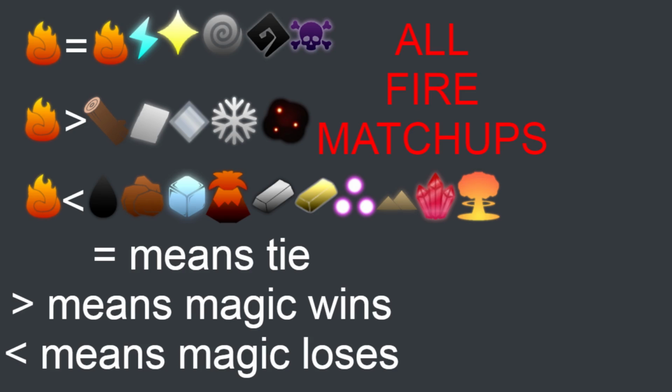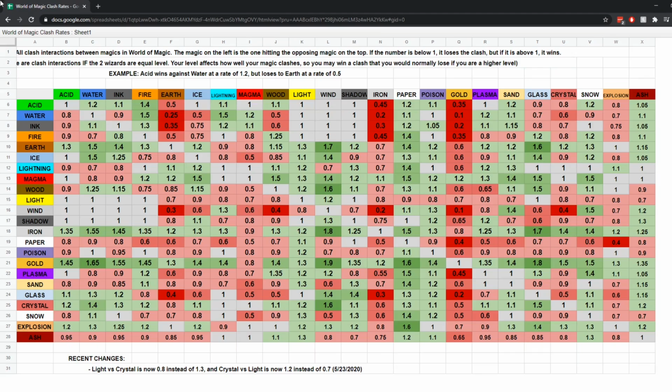Boom, visual representation. Next we will move on to Earth, who is going to have a very big winning streak here. Earth wins against acid, water, ink, fire, ties with itself, wins against ice, loses to lightning and magma, wins against wood, light, wind, and shadow, loses to iron, wins against paper and poison, loses to gold, wins against plasma, sand, glass, crystal, and snow, ties with explosion, and wins against ash.